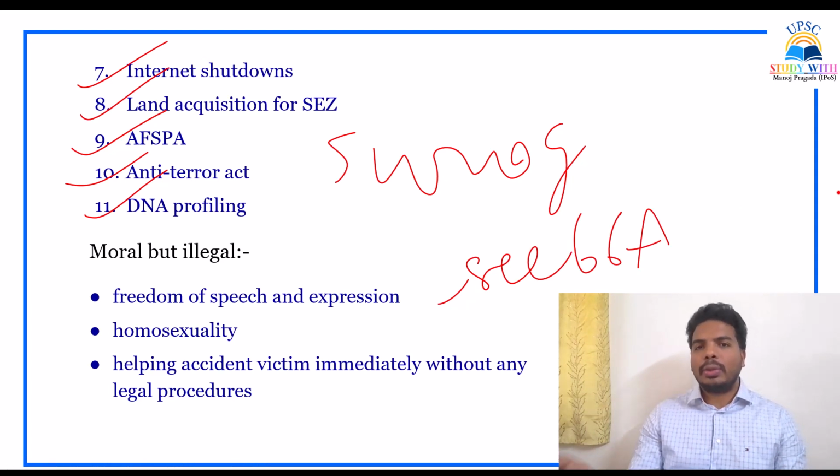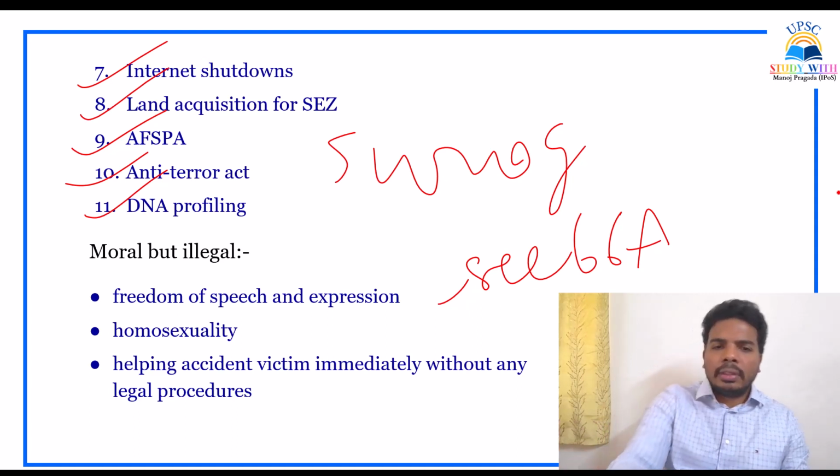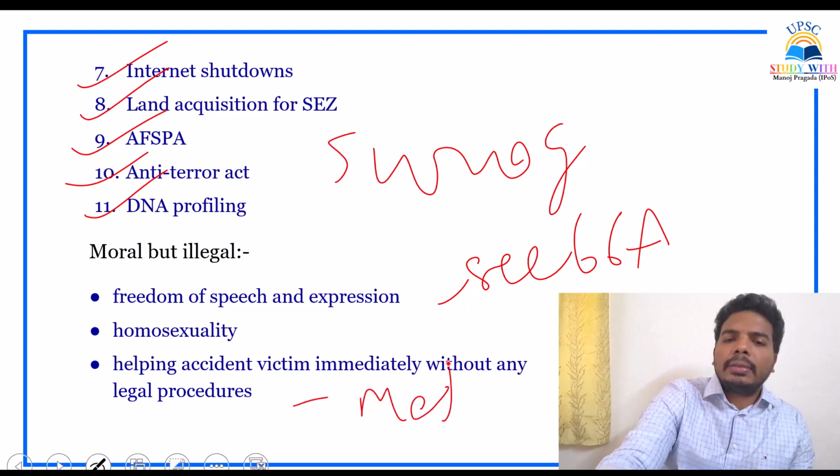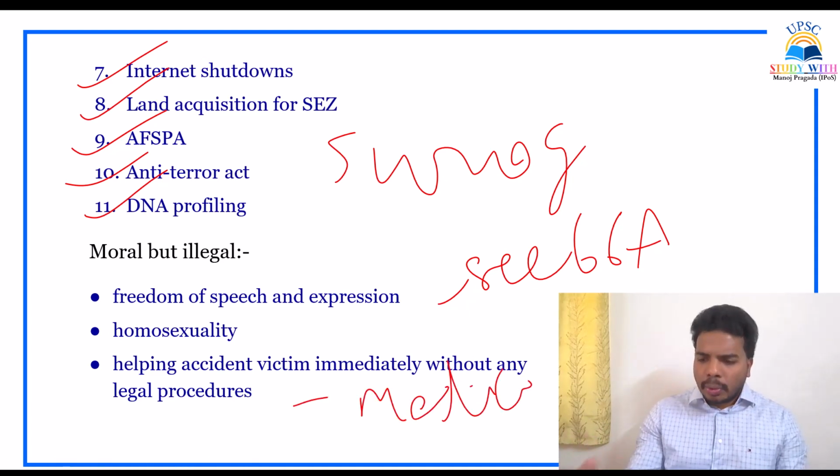Second is homosexuality. You all know Section 377 and the related controversy. It may be moral, but it is illegal. Similarly, helping an accident victim immediately. If someone is in trouble while you are going to the office and you help immediately without any legal procedures, you will have a problem. The police will inquire you, and will call you frequently to the police station. This is a medico-legal case. So without following legal procedures, if you help an accident victim, you might end up in trouble.